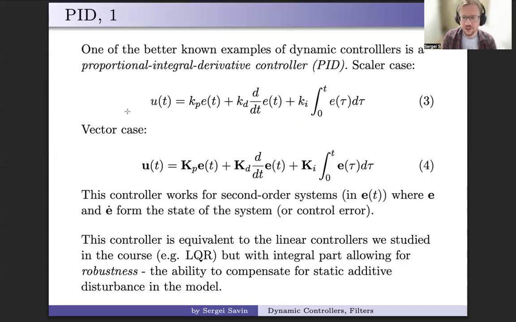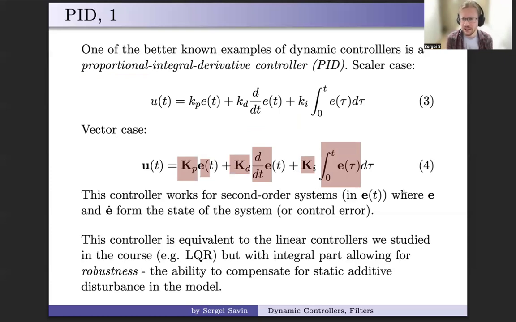In the vector case, when we have more than one state, it is quite the same, right? So a matrix of coefficients times E, a matrix of coefficients times E dot, a matrix of coefficients times the integral of E. Quite simple.